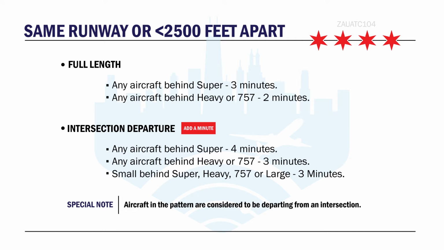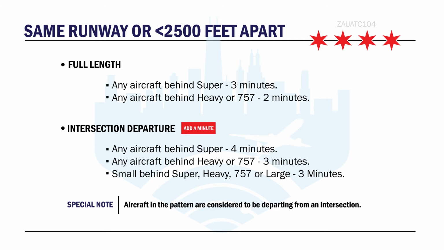Any aircraft behind a heavy or a 757, full length, same runway, or a parallel runway separated by less than 2,500 feet will be 2 minutes. Super simple, super short, super sweet. Full length, same runway, or parallel less than 2,500: 3 minutes behind a super, 2 minutes behind a heavy or a 757. Now this boils down to the intersection departures, which is our next section.